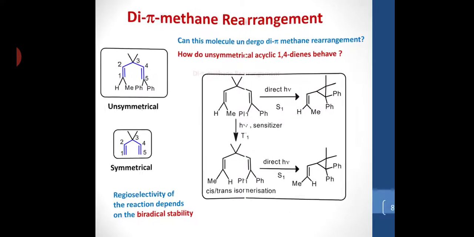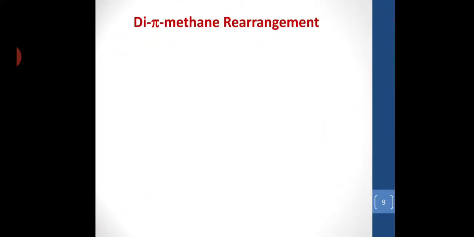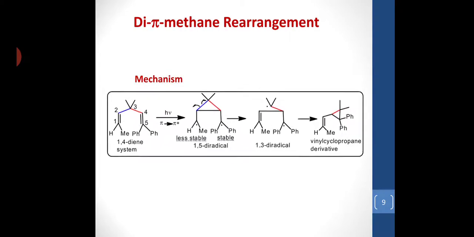Biradical stability, what is that? Let's see the mechanism of the reaction. First step is the pi-pi star excitation leading to the formation of 1,5-diradical with the formation of bond between C2 and C4 carbons. Next step is the formation of 1,3-diradical. For this, either the red color bond or the blue color bond has to break.